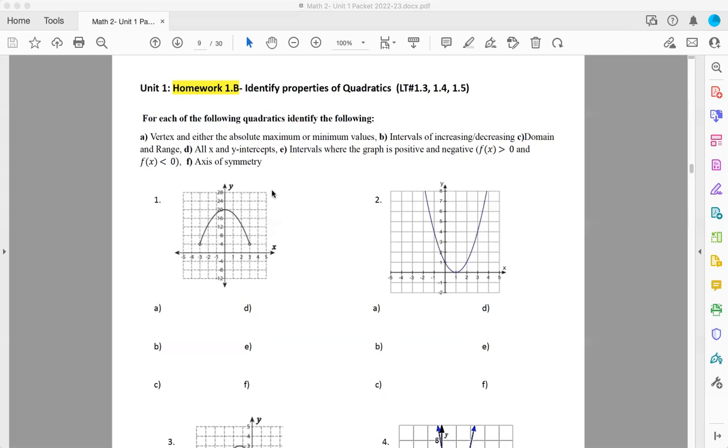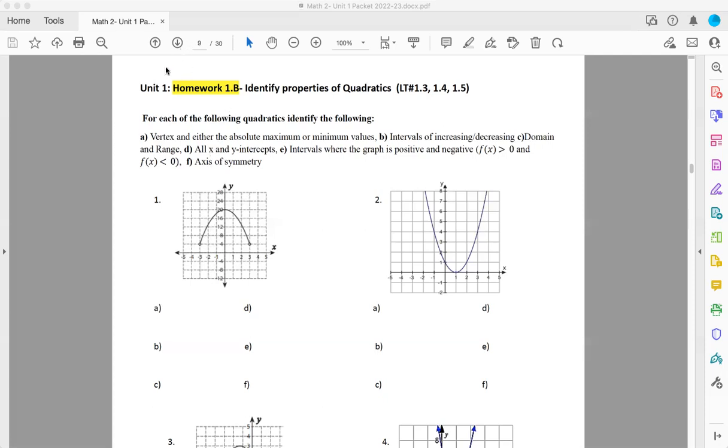So starting with number 1 on homework 1B. The question asks for the vertex and whether it is the absolute max or minimum. So we're trying to find: A, the vertex and absolute max or min; B, intervals of increasing and decreasing; C, domain and range; D, all x and y intercepts; E, intervals where the graph is positive and negative; and lastly F, the axis of symmetry.